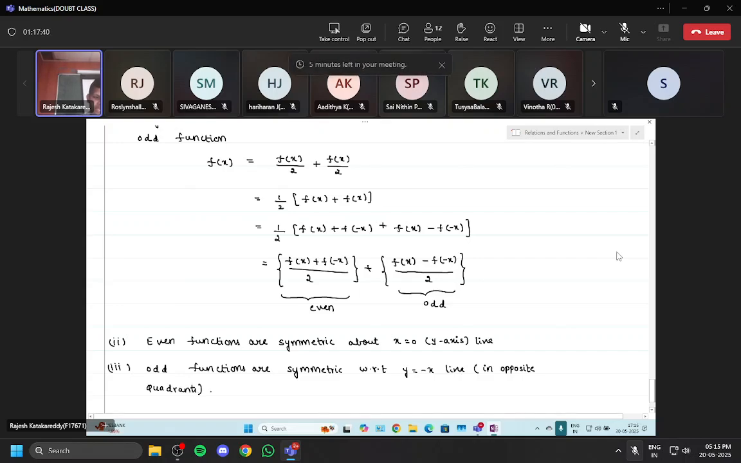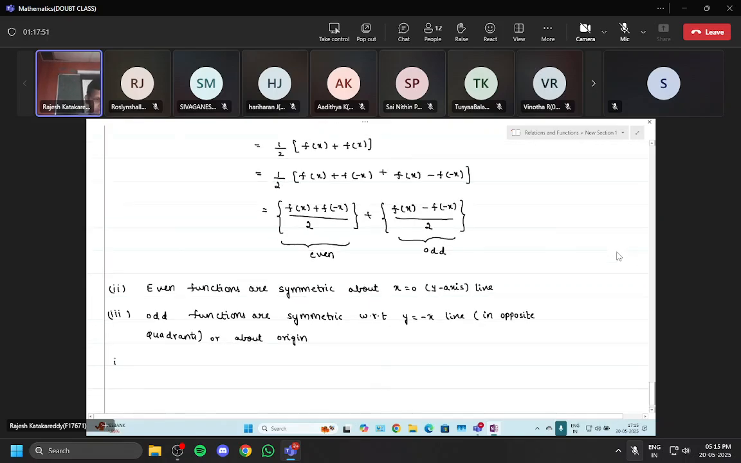Or they'll also say about origin. Here I can add one point. If the function f of x is odd and 0 belongs to the domain of the function, then f of 0 should be 0. Listen, if it is an odd function, then f of 0 should be 0.